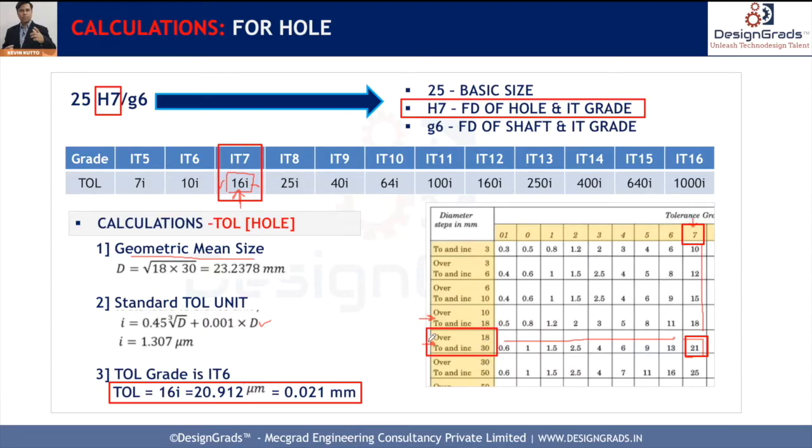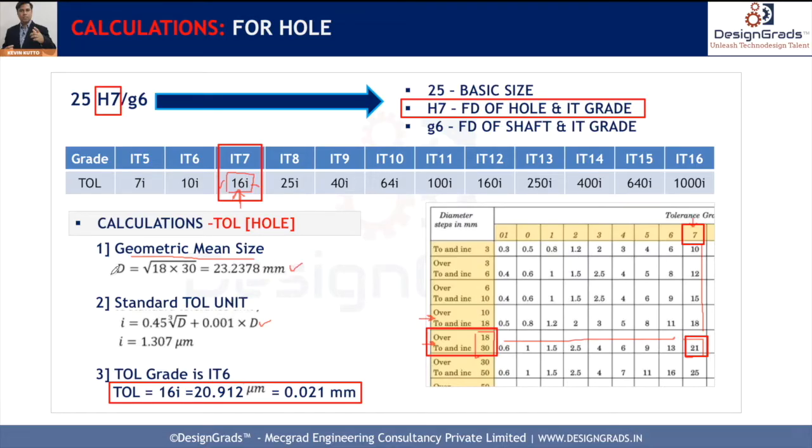For that you have to go to the range, right? I know that my basic size of 25 falls in the range of 18 to 30. Once I know the range, from this range I can calculate the geometric mean size. How to calculate? Just multiply them together and take the square root. So that is what D is. The geometric mean D is the square root of 18 into 30, and that's how I am going to get 23.2378.